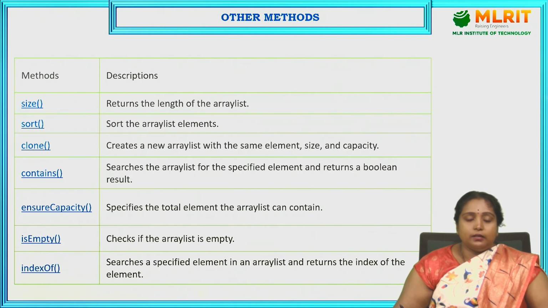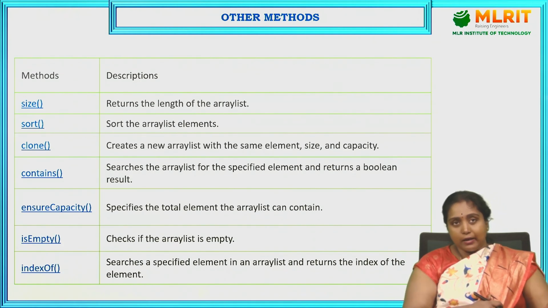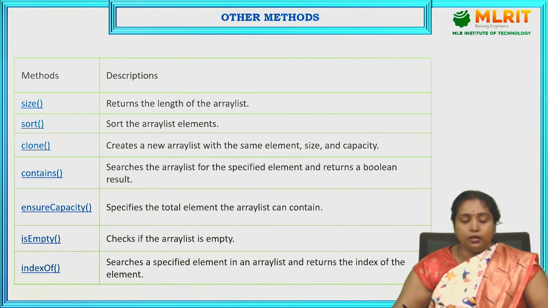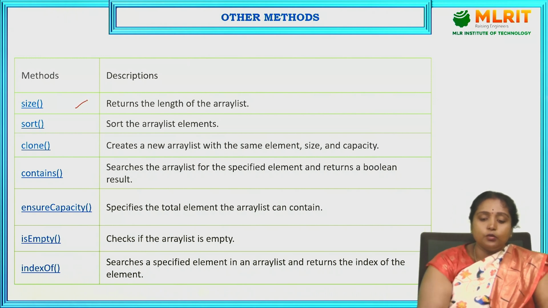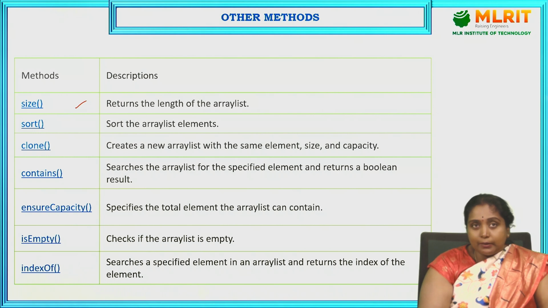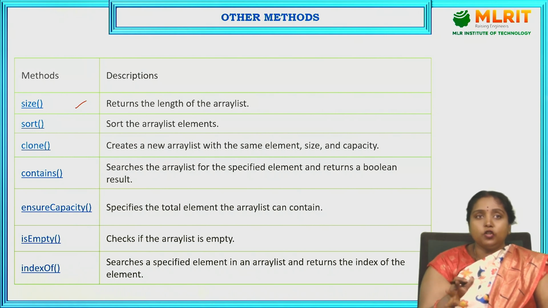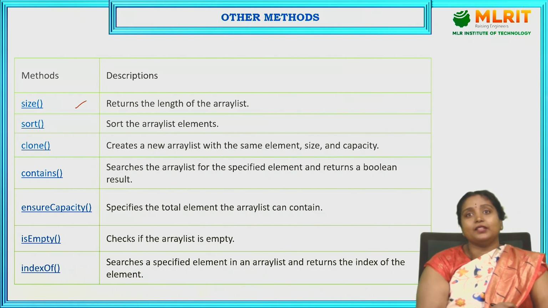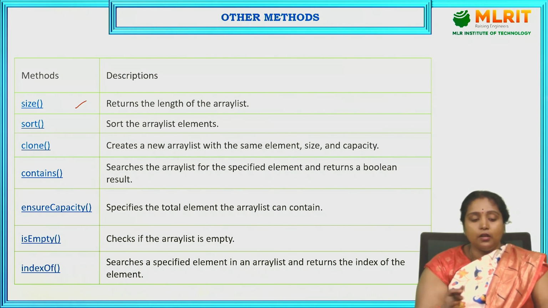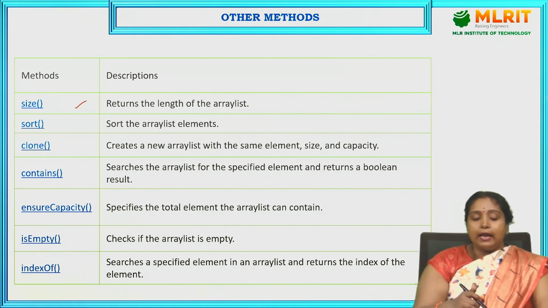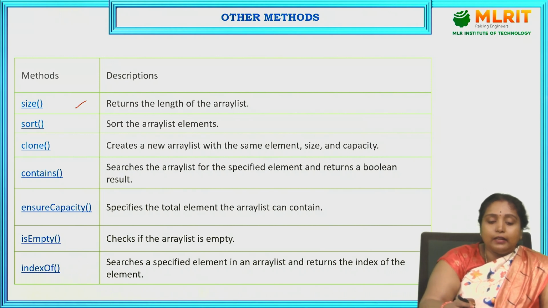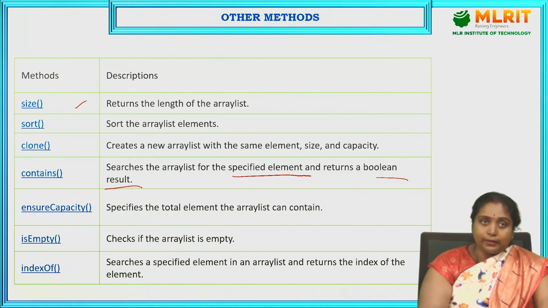So what are the other methods? Besides those, we have a number of methods here. First one is size, which returns the length of the ArrayList. And sort: the elements present in the ArrayList will be sorted using this method. Clone creates a new ArrayList with the same elements, size and capacity, so it creates a duplicate. Next, contains searches the ArrayList for a specified element and returns a Boolean result of whether it is present or not.